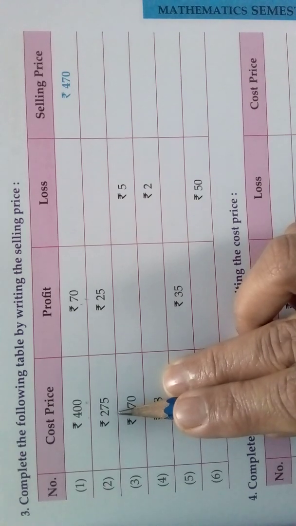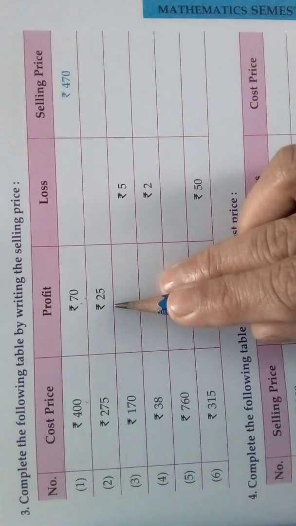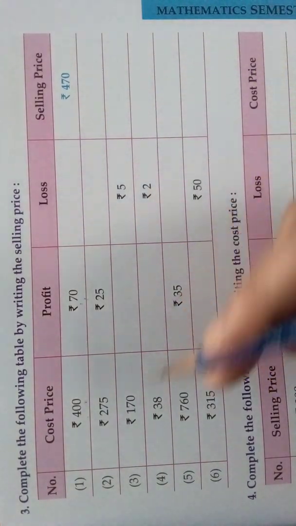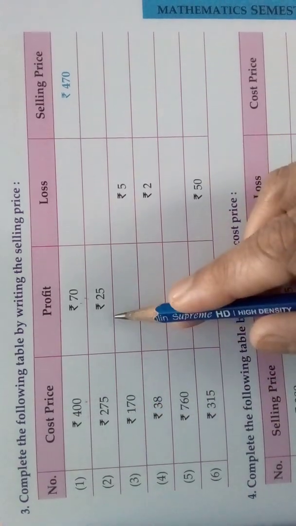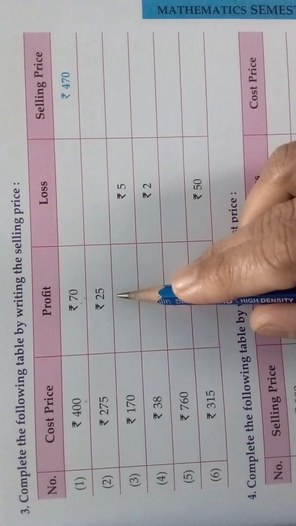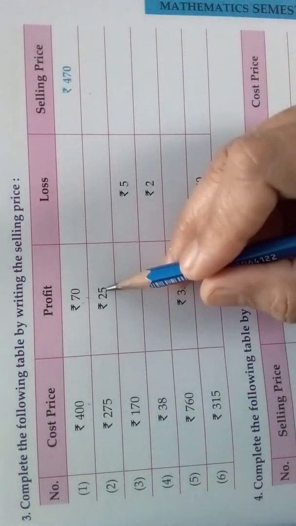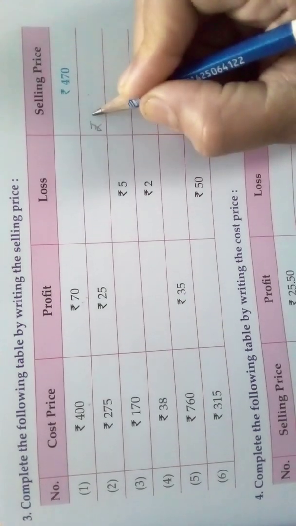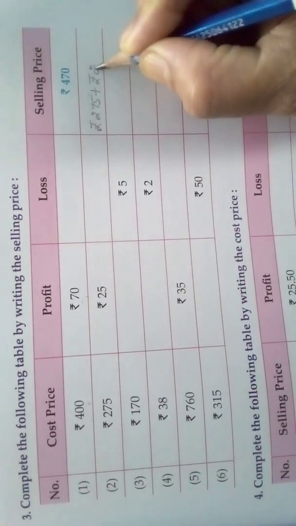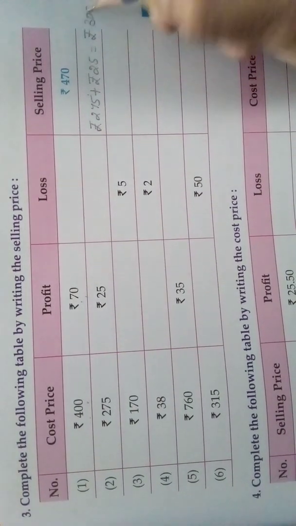Now, see here the next one. What is the cost price? 275 rupees and he got a profit of 25 rupees. So, what is the selling price? What should we do? We should add the cost price and the profit. Cost price and the profit, if you add, you will get the selling price. That is 275 plus 25 rupees. 275 plus rupees 25, that is nothing but rupees 300.